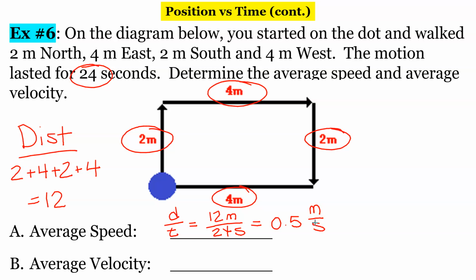Now, velocity is different. Velocity is our change in position. We started and ended on the same spot. Our position didn't change, and it took place over 24 seconds. 0 divided by 24 is just going to be 0 meters per second. So, as you can see, there is a difference here. Because we have direction, because we have position change for velocity, we get a much different answer than we do if we're just calculating speed.